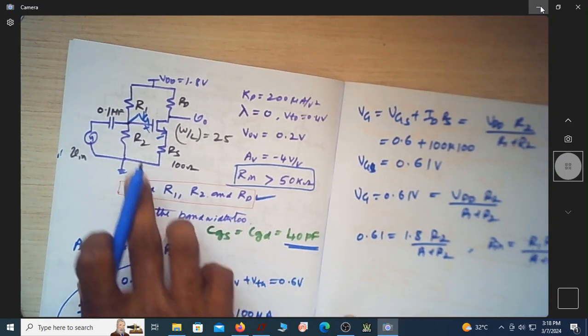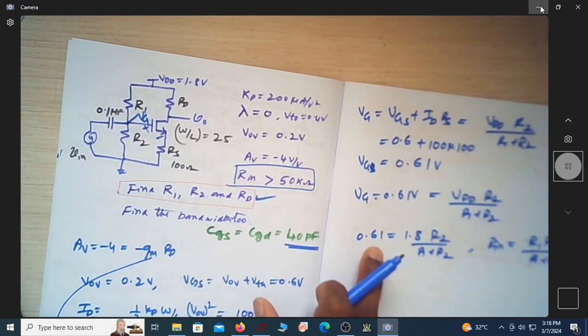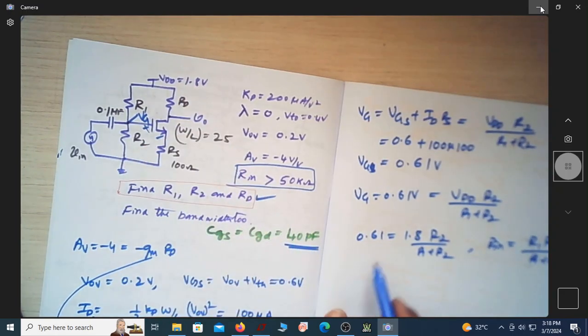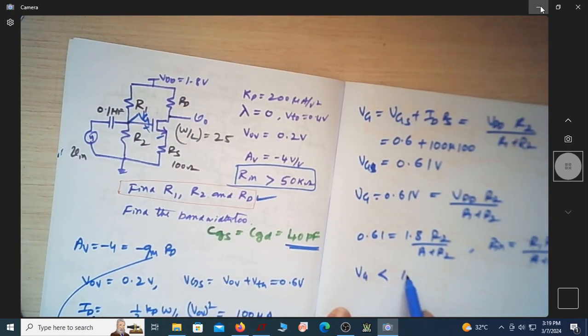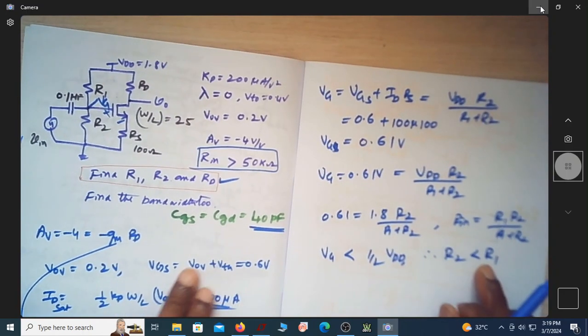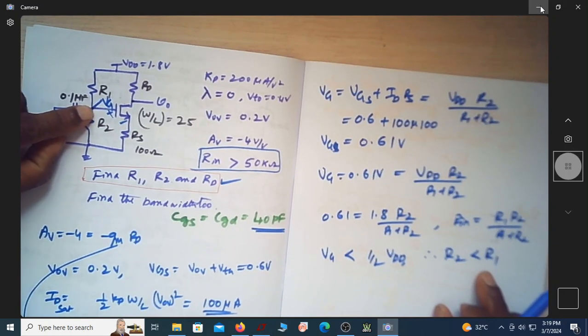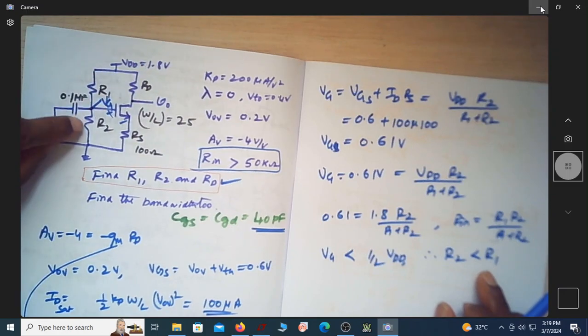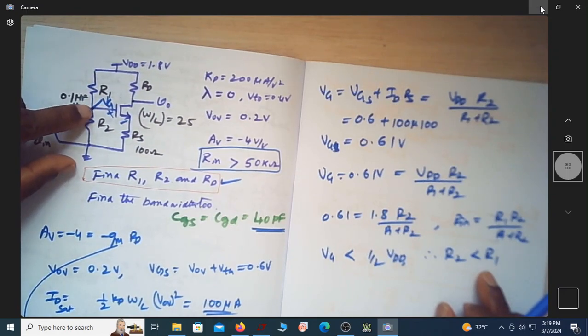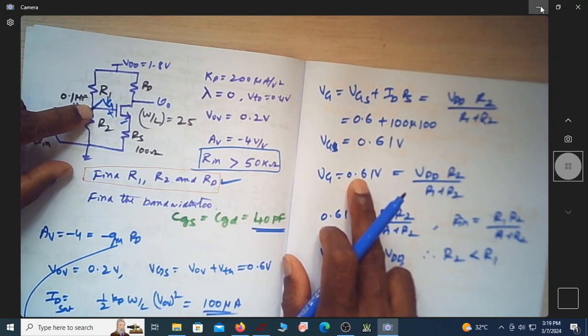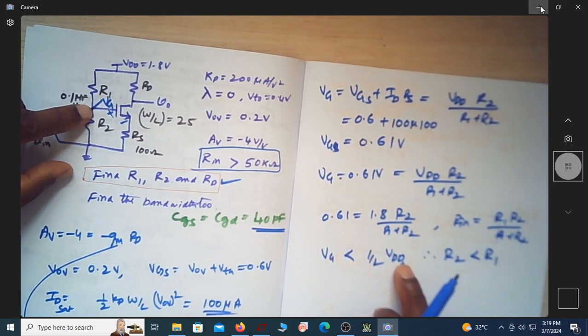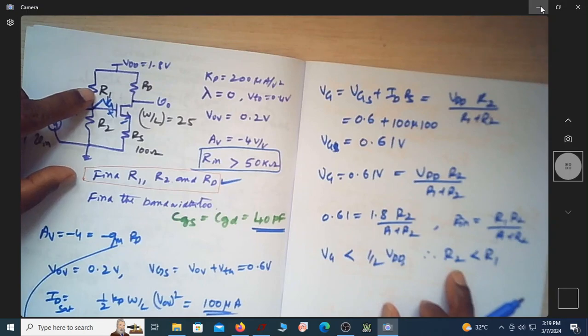and the voltage that I am getting here is 0.61, which is less than half of this. So VG is less than half of VDD, therefore R2 has to be less than R1. Why does R2 have to be less than R1? Because if the voltage at this point, which is a potential divider, is less than 0.9, then R2 is less than R1. You should get 0.61, which is less than 0.9, that is half of VDD. So R2 is naturally less than R1.